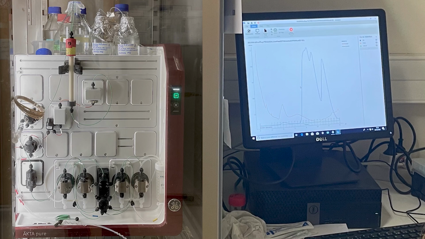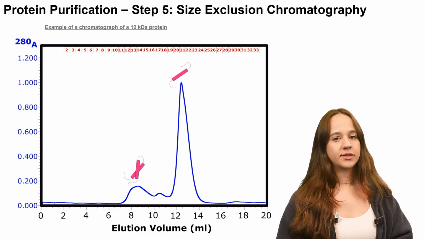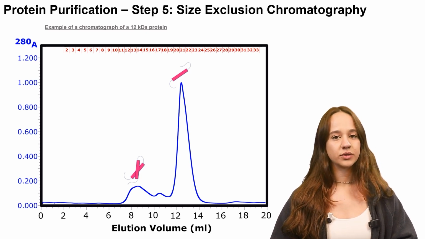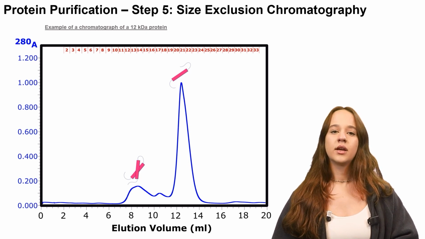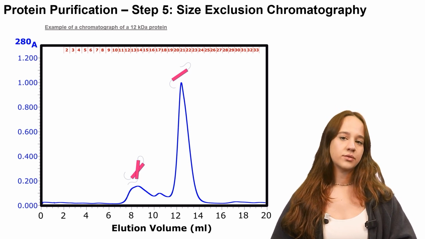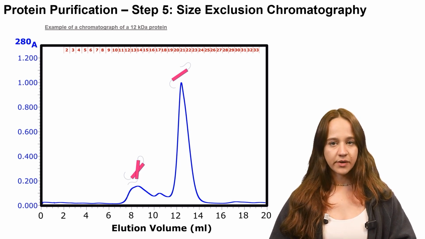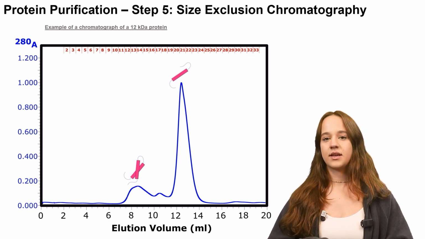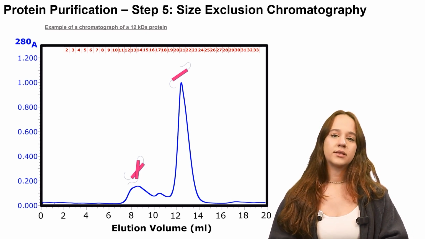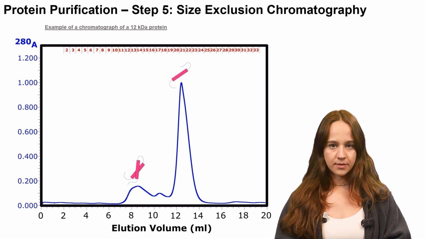The sample is then sent to a fraction collector that collects the liquid coming out of the column in different tubes. As you can see here, our protein of interest elutes at around 12 to 13 ml of elution in fractions 21 and 22. We can then recover these fractions and analyze them by SDS-PAGE to confirm that they contain our protein of interest.